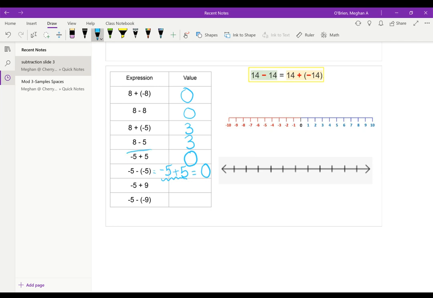What do you notice about these? Again, making these connections that they're the same. Subtraction is the same as adding the opposite. Okay, let's try some more.